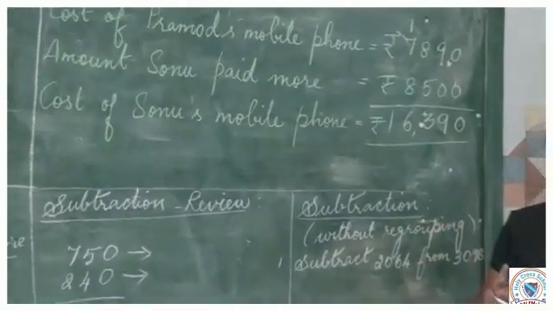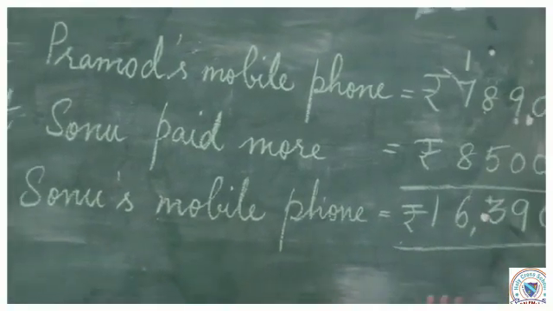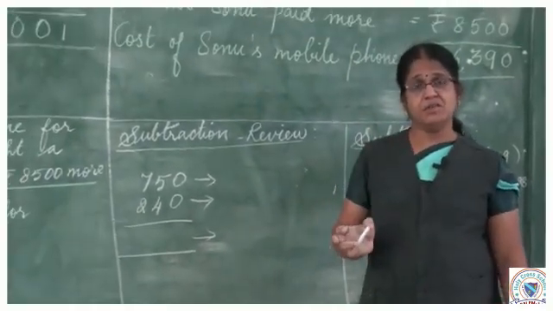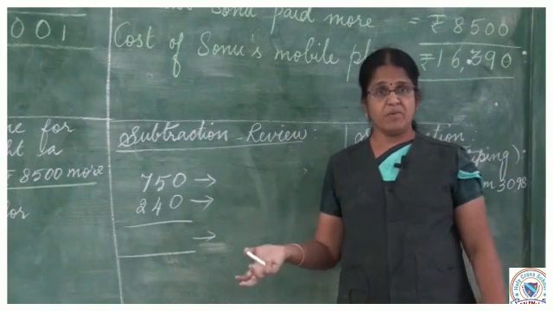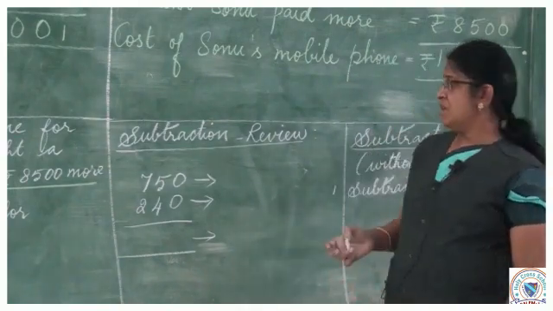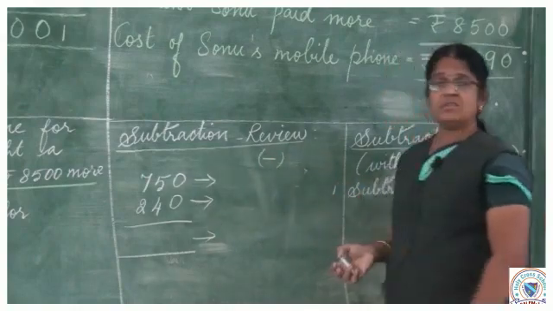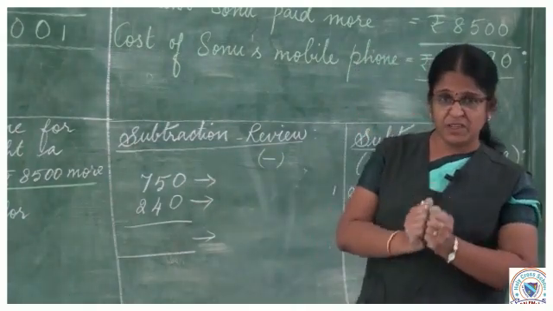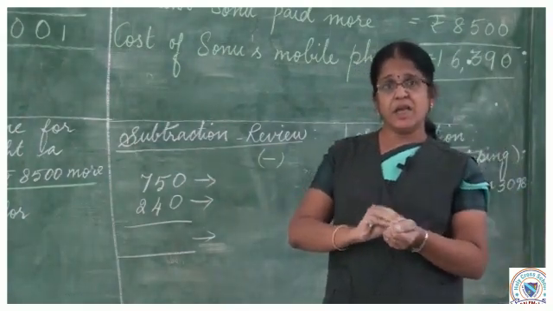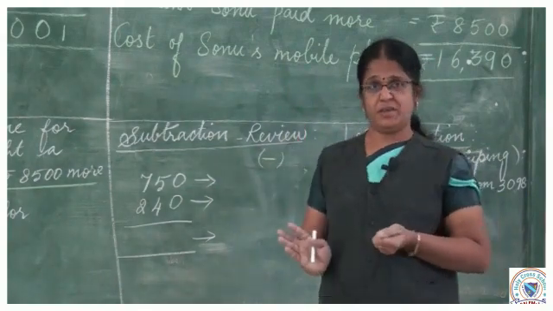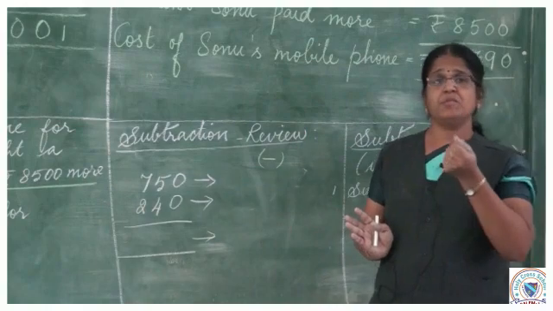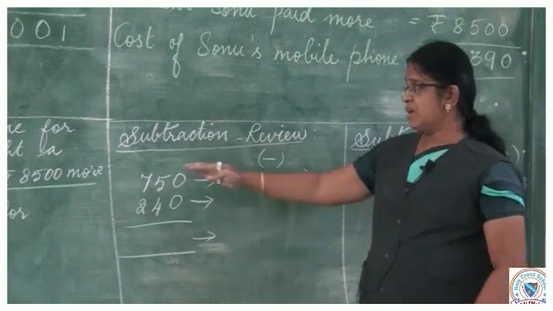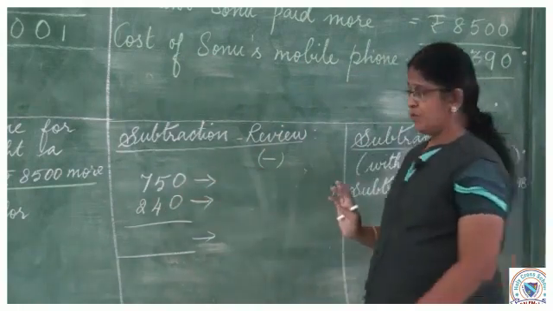So next we are going to see subtraction review. You all know what is subtraction. You would have learnt in lower classes. Subtraction generally indicates taking away or reducing. The symbol used for subtraction is minus. Imagine I have 750 rupees in my hand and I am giving away 250 to my friend. What money will be left in my hand? To know that, I have to subtract 750 minus 240.